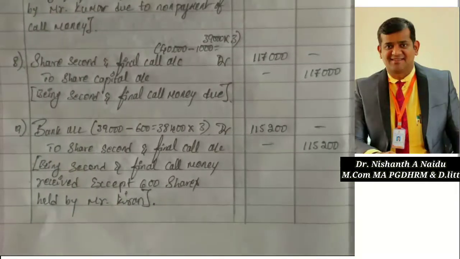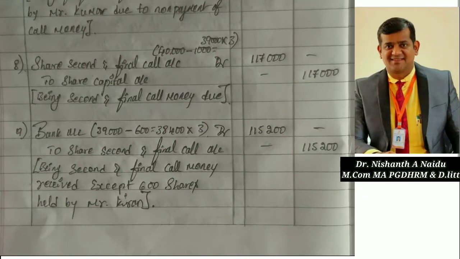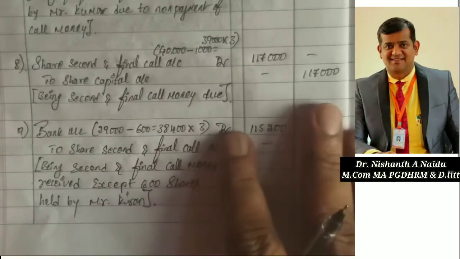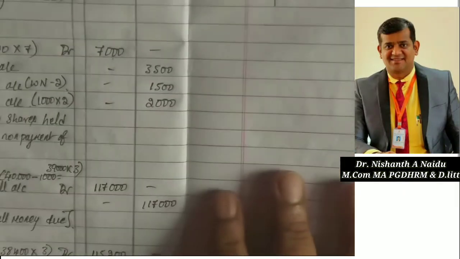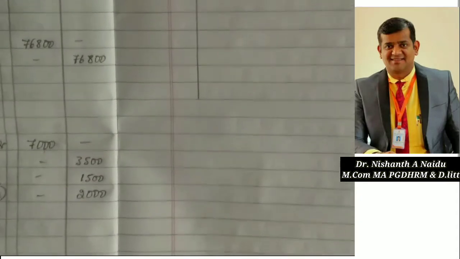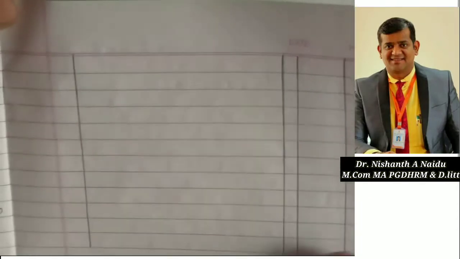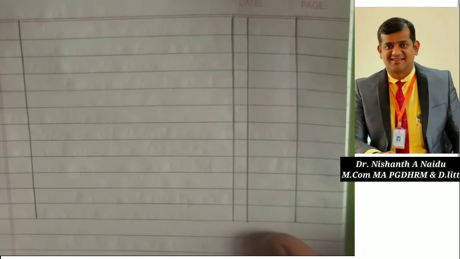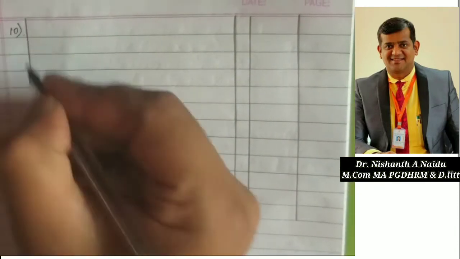So now we are going to pass the forfeiture entry of the shares which is held by Mr. Kiran. Okay, so now let us pass the forfeiture entry, which is held by Mr. Kiran. So that is the journal entry number 10. Okay, journal entry number 10. So let us pass this entry.